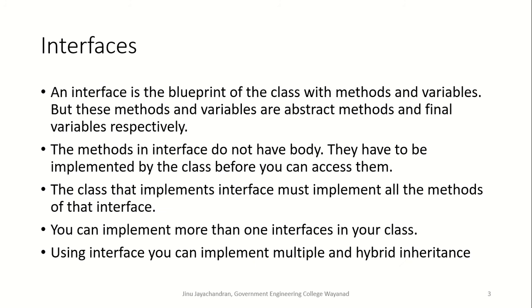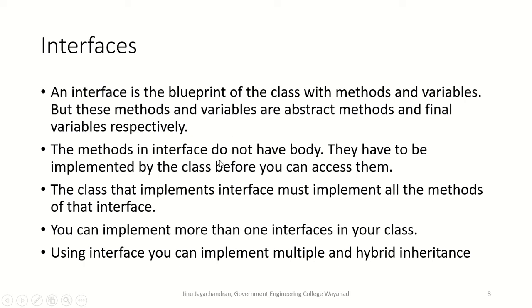An interface is a blueprint of the class with methods and variables. A blueprint means an interface has the same type of declaration as that of a class, that it has methods and variables. But the difference is these methods and variables are abstract. Means the methods are abstract and the variables are final, or like a constant.